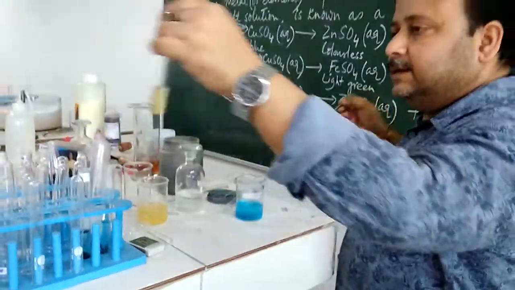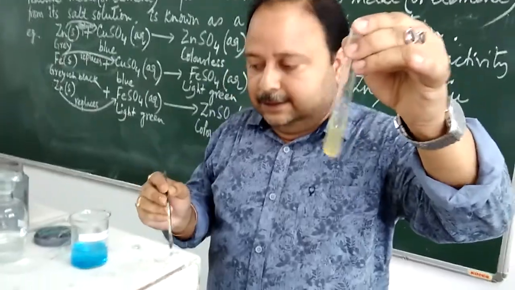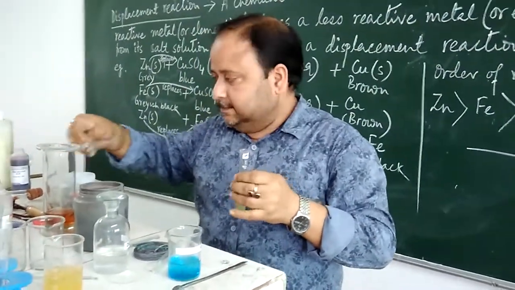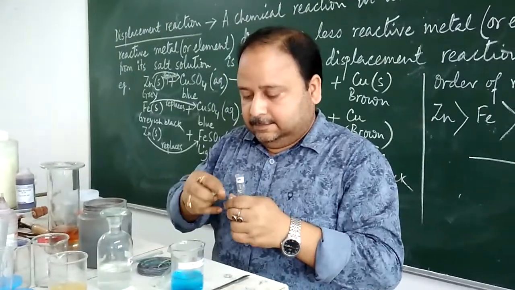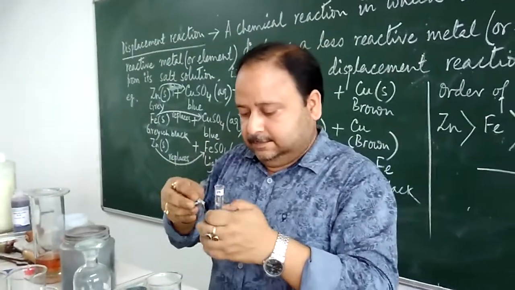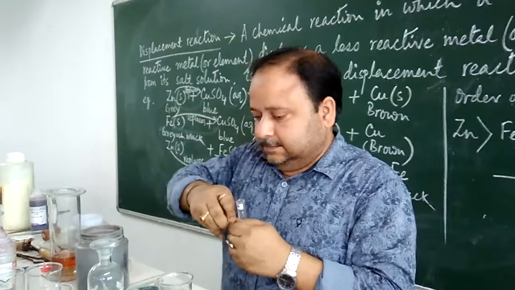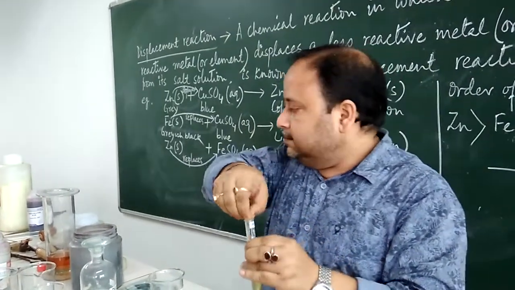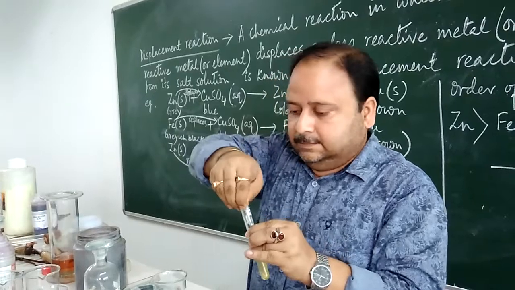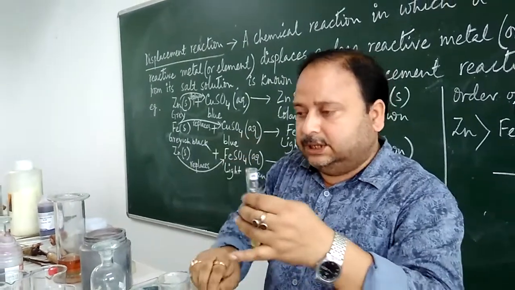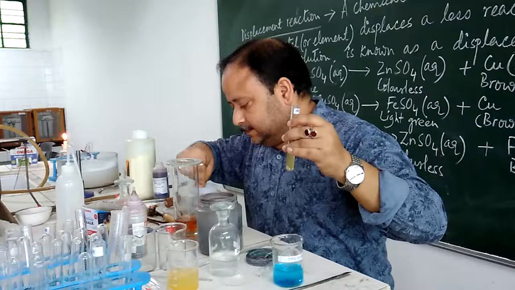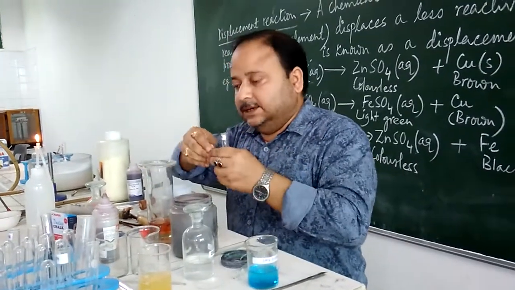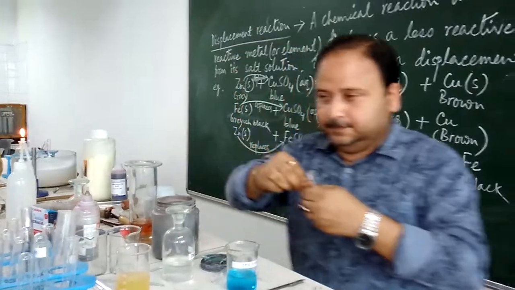Next, I will be taking ferrous sulfate solution which is light green in color. To that, I will add zinc metal again. This reaction also takes some time to occur. Therefore, by the time the reaction occurs, we will discuss the theory part of it.